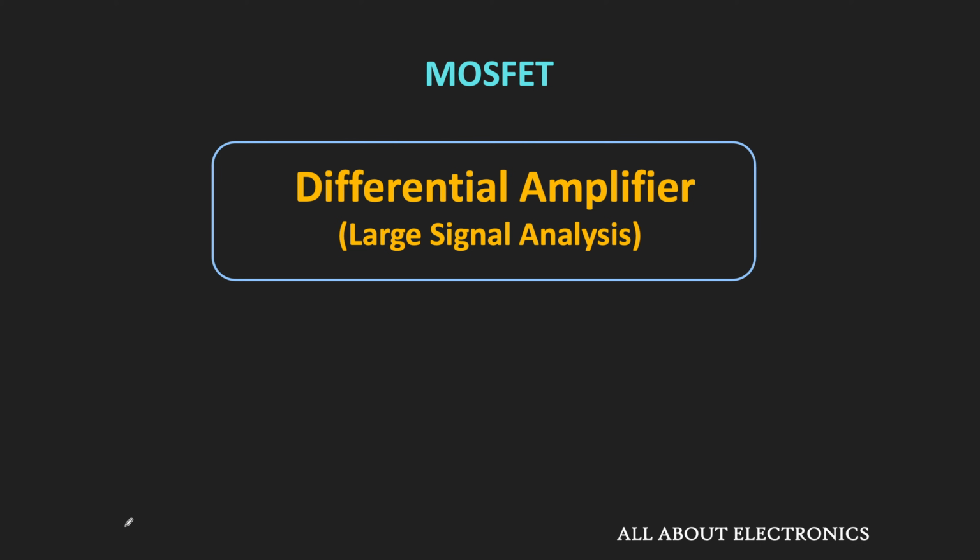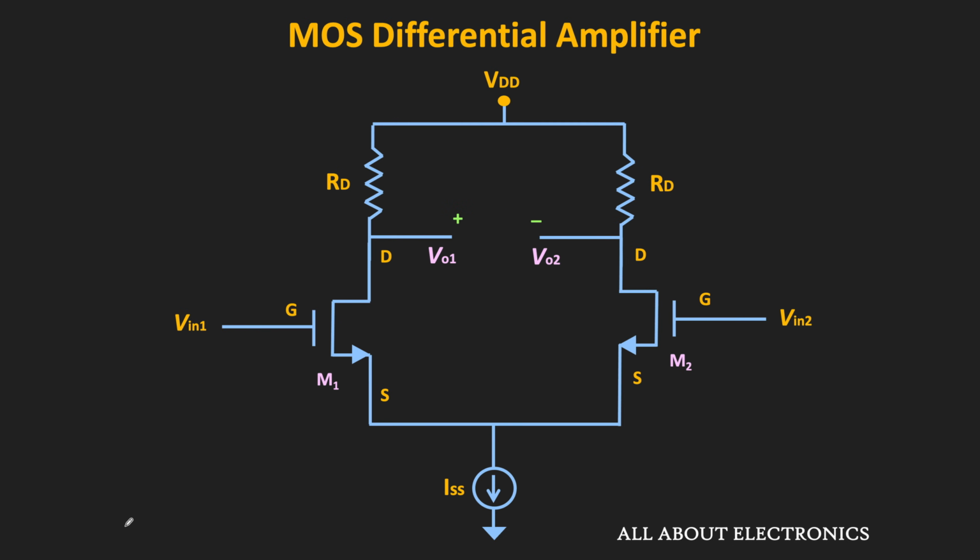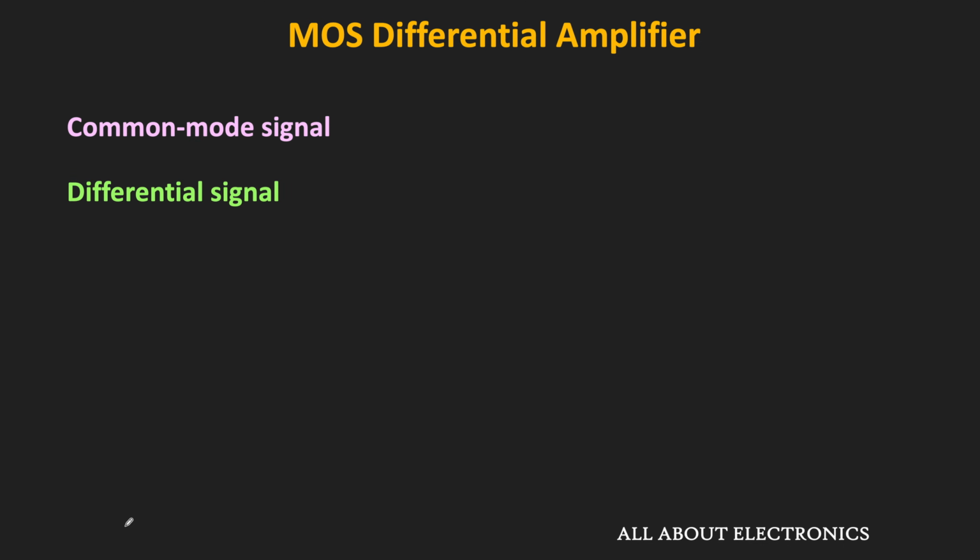So in this video, we will see the large signal analysis of this MOS differential amplifier. Just for the continuity, let us quickly recap what we have seen in the previous video. In the previous video, we saw the basics of this differential amplifier. During the discussion, we also learned about the differential and the common mode signal. So we understood that the actual input to this differential amplifier consists of both components.